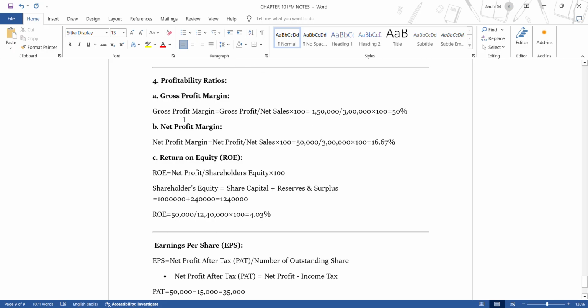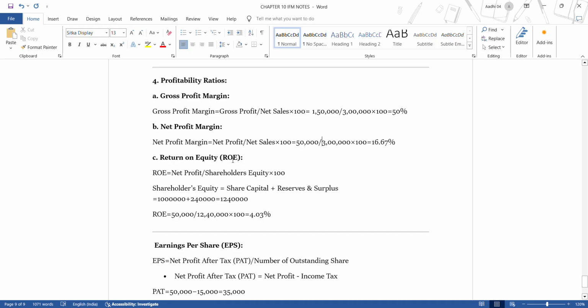Now moving on to net profit ratio. What is the formula to find net profit ratio? Net profit by net sales into 100. Net profit is 50,000 according to the question. Sales is again 3 lakh, into 100, that is 16.67%. So these two are over.